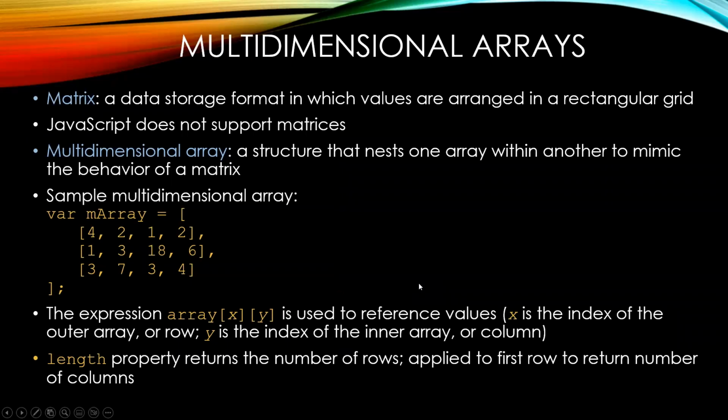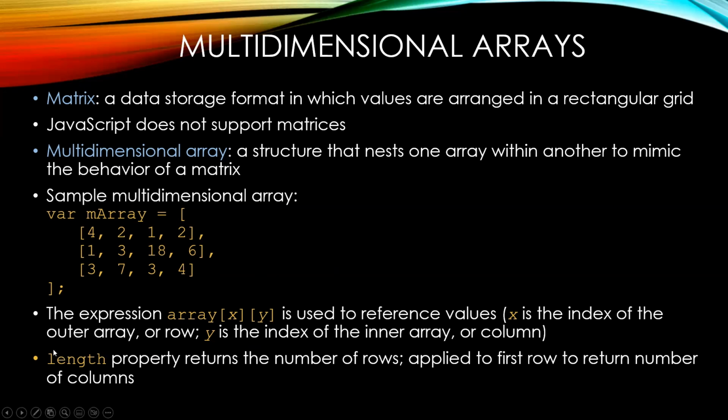We can have multi-dimensional arrays, which are going to look like a matrix, or like a table with rows and columns. JavaScript does not support an actual matrix, but it will support a multi-dimensional array. So we can use that to mimic the behavior of a matrix. It's very similar to what we do in C. We've got the open and close square brackets on the outside, and then each row listed within the square brackets, all separated by commas. So in the expression array[x][y], x is the outer array or the row, and then y is the inner array or the column.